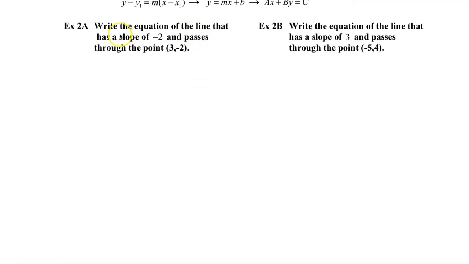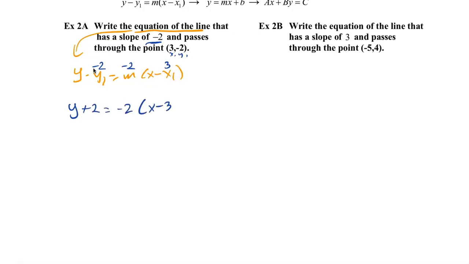Write the equation of a line that has a slope of -2 and passes through the point (3, -2). I hear those words, and for me especially, if I hear equation of a line, I'm going y minus y1 equals m times x minus x1. That's the easiest way to write an equation. I have my slope, boom, right there. I have my point, x1, y1: 3 and -2. Simplify. Now remember, when you do that, two negatives make a positive, so it's y plus 2 equals -2 times x minus 3.